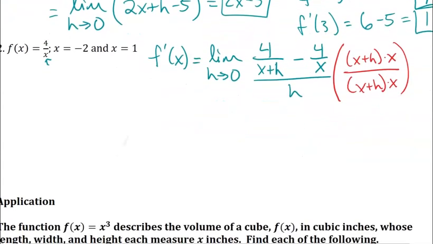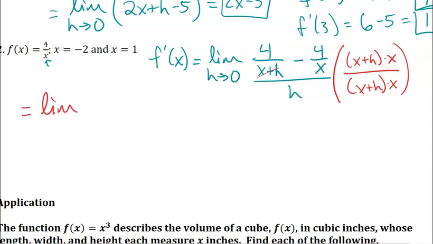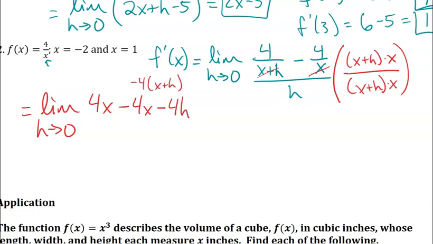All right, and I'm doing that on the top and bottom because I don't want to change the value of my fraction. Okay, when I do this, if I distribute x plus h times x to the 4 over x plus h, the x plus h cancels and I'm left with 4 times x. So this becomes the limit as h approaches 0 of 4 times x minus, here, 4 over x times this, the x cancels out and I'm left with an x plus h. Don't forget to distribute a negative 4 though. So negative 4x minus 4h, or if you want to write negative 4 and then x plus h and distribute in the next step to be safe, totally fine.